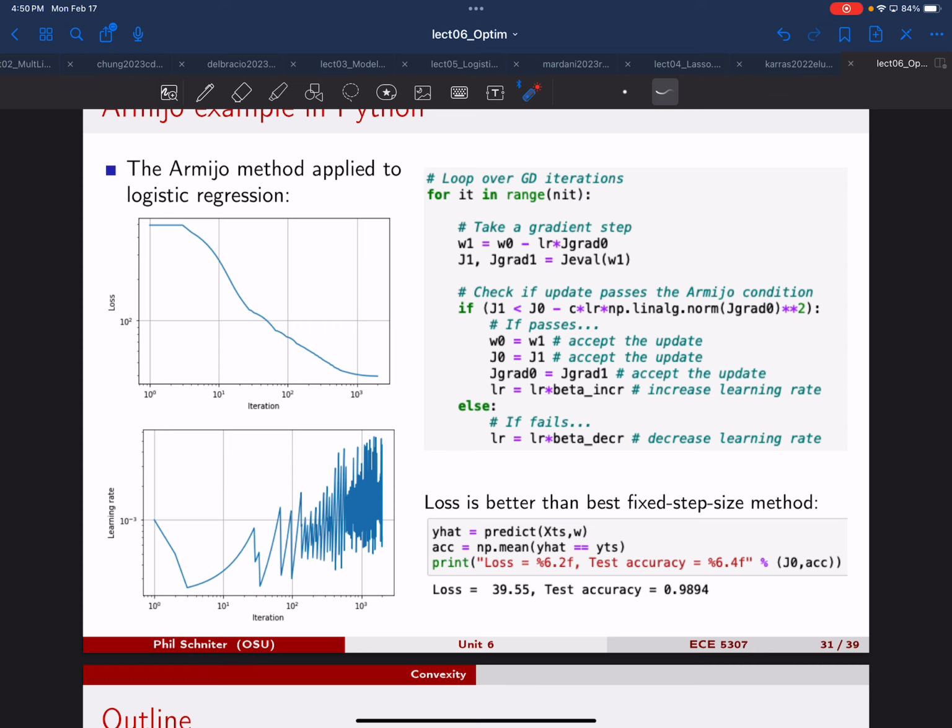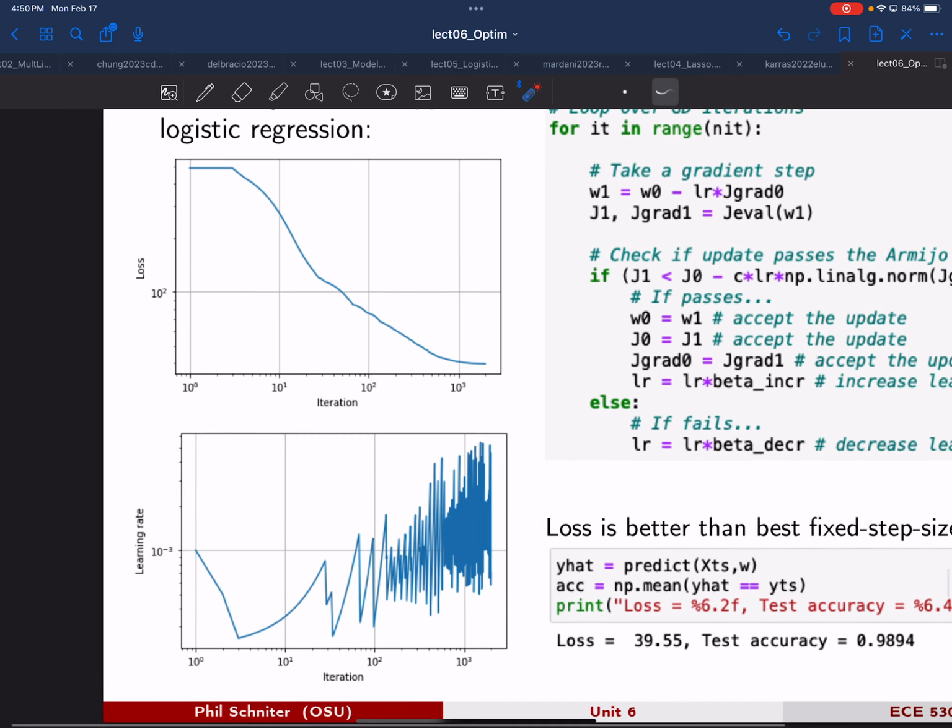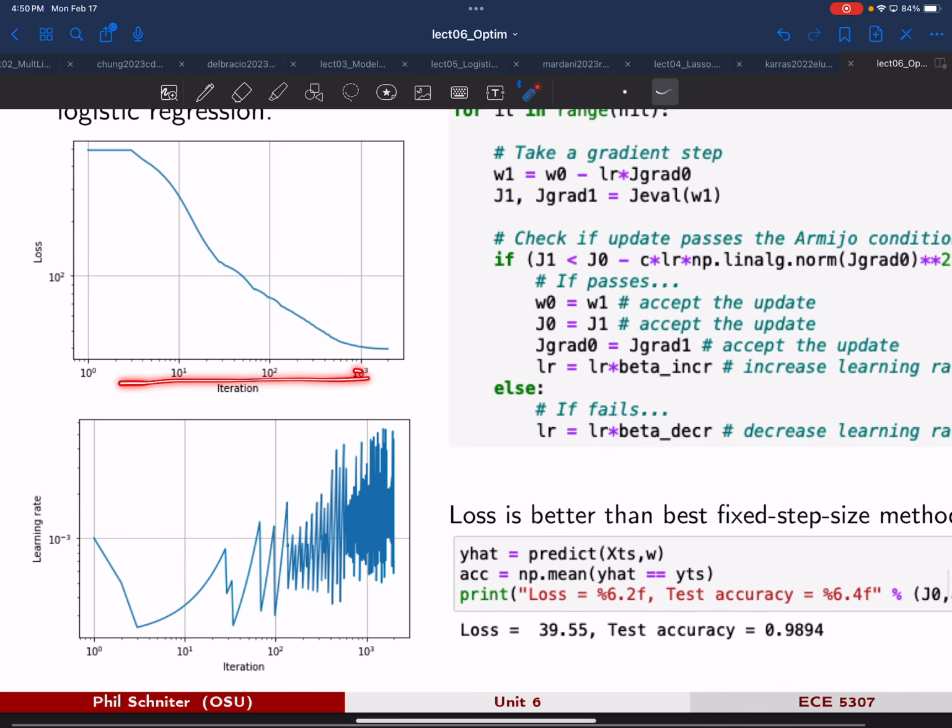Okay, so let's look at what happens here. Plotting versus iteration, plotting the loss and the learning rate. And again, this is a log scale. So this is iteration 1, this is iteration 2, iteration 3. And you can see that the loss actually has not decreased for the first few iterations. This is because it failed the Armijo rule. The step size or learning rate we set initially was just too aggressive.